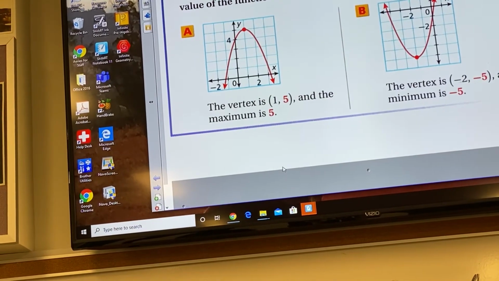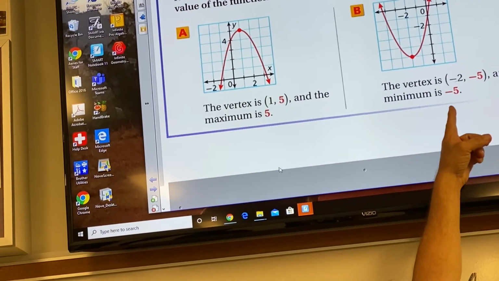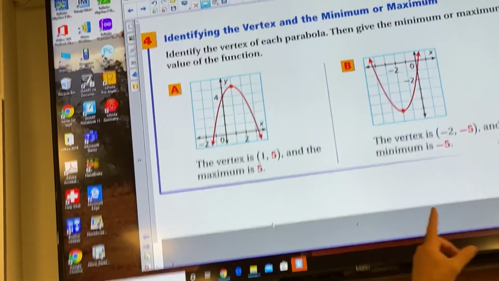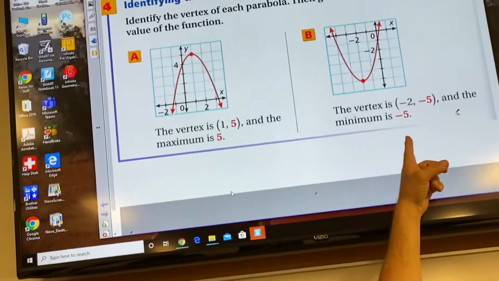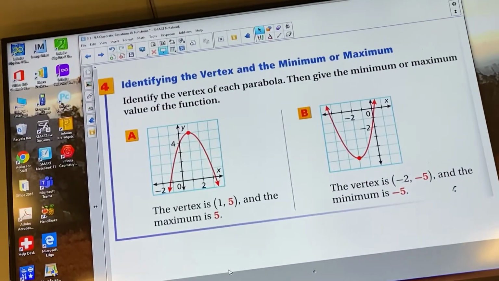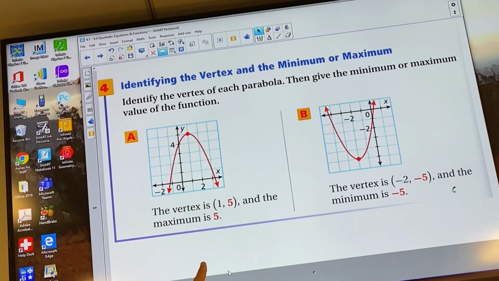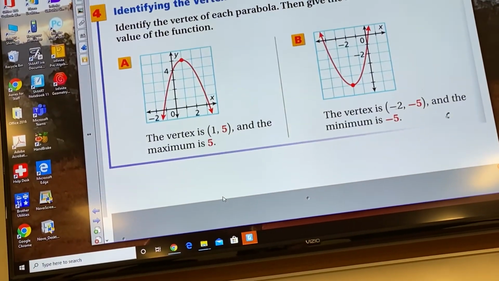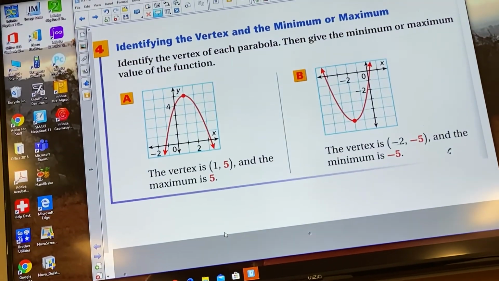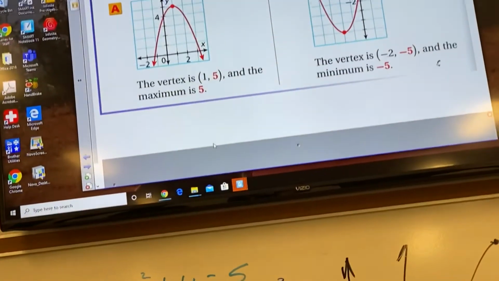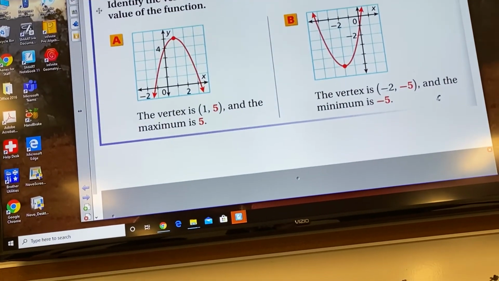Notice, it's not a minimum value because this number's negative. It's a minimum value because it's opening upward. It doesn't matter that this number is positive or negative. That's not what determines a maximum or minimum value. Notice this is a positive number 5, and it happened to be a maximum value, but that's not why. It's not a maximum because it's a positive number. It's a maximum because the parabola opens downward. Okay? So there we go.